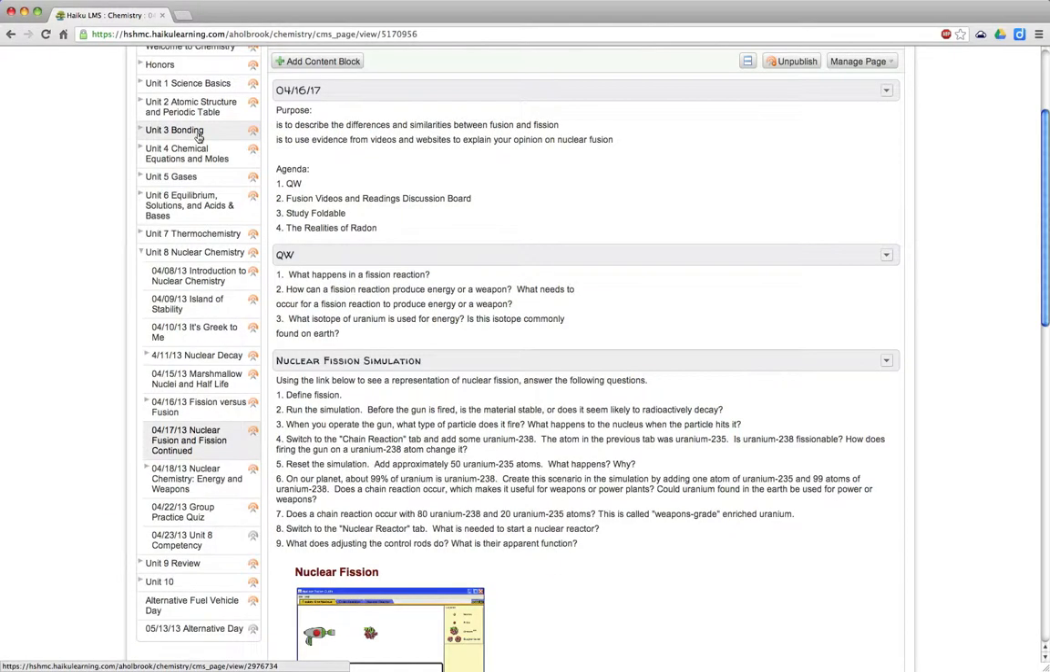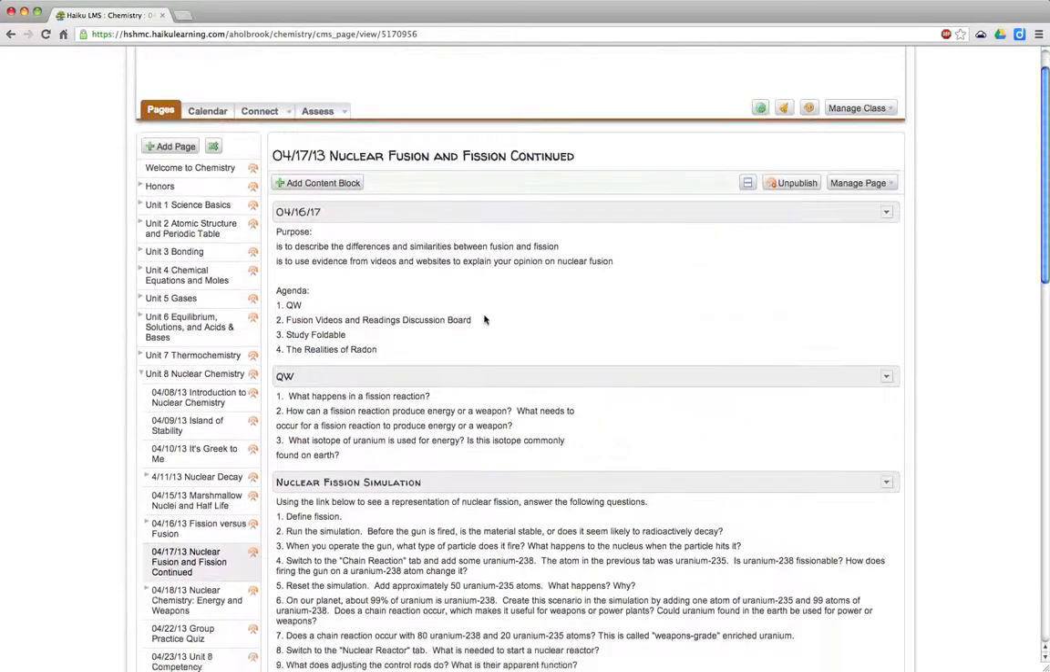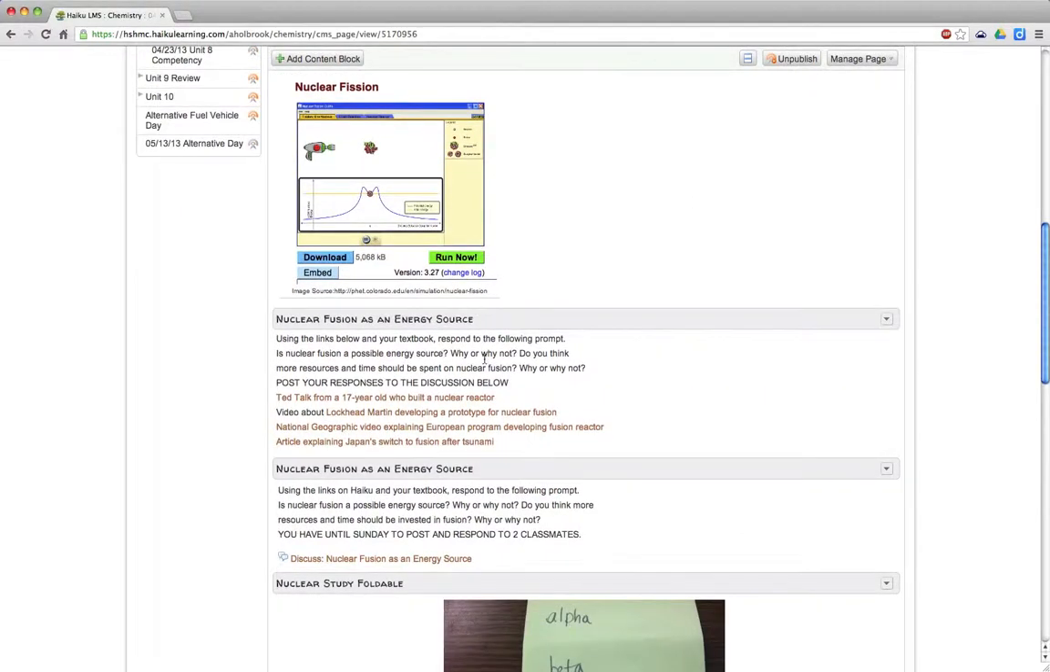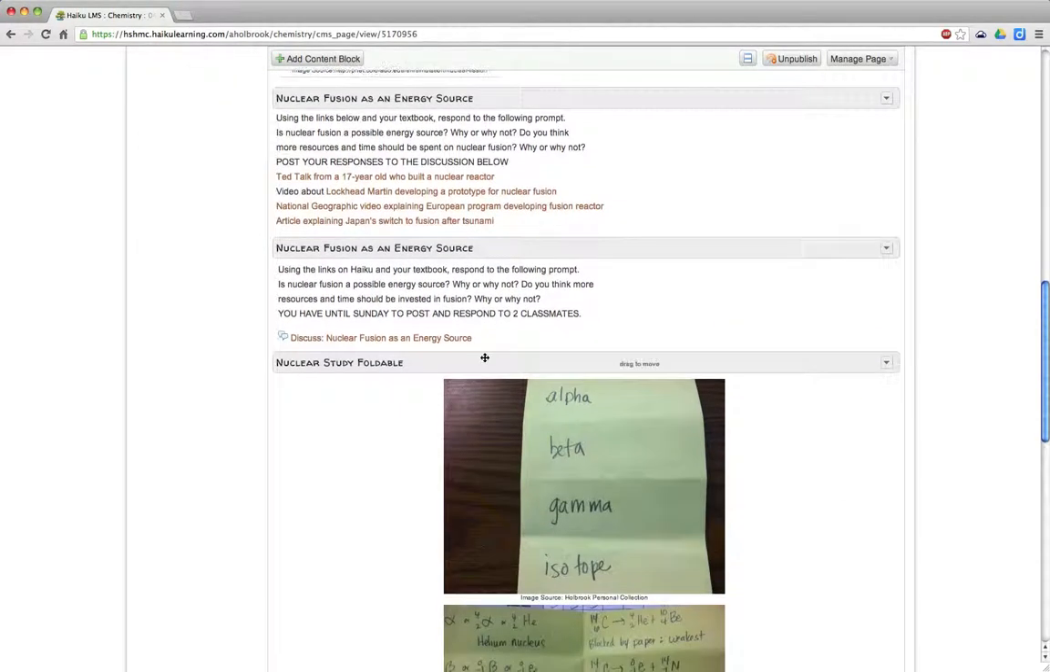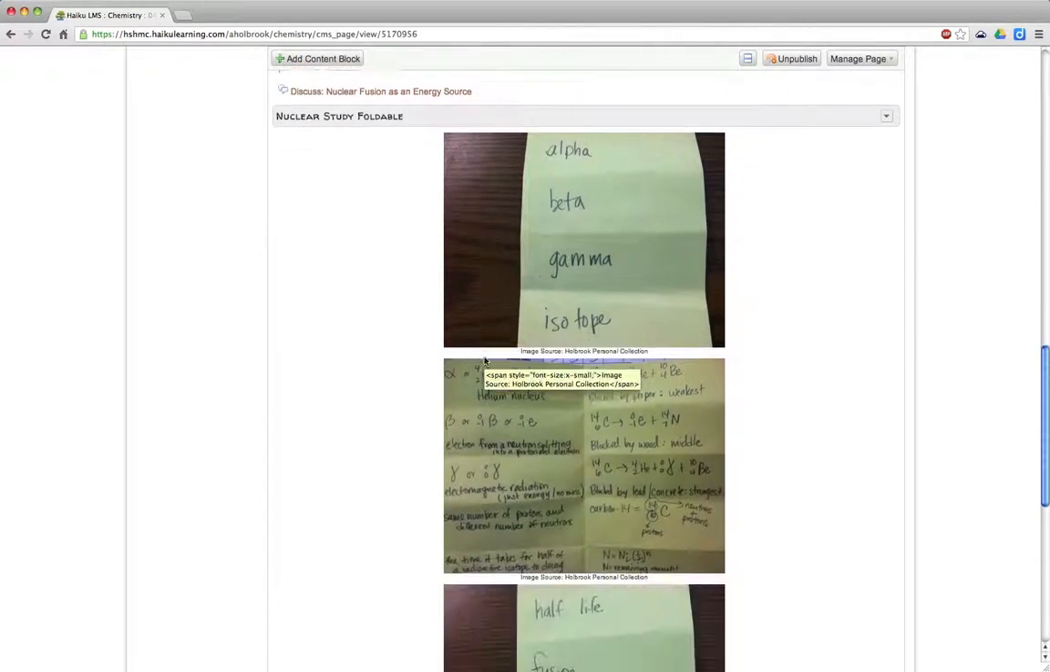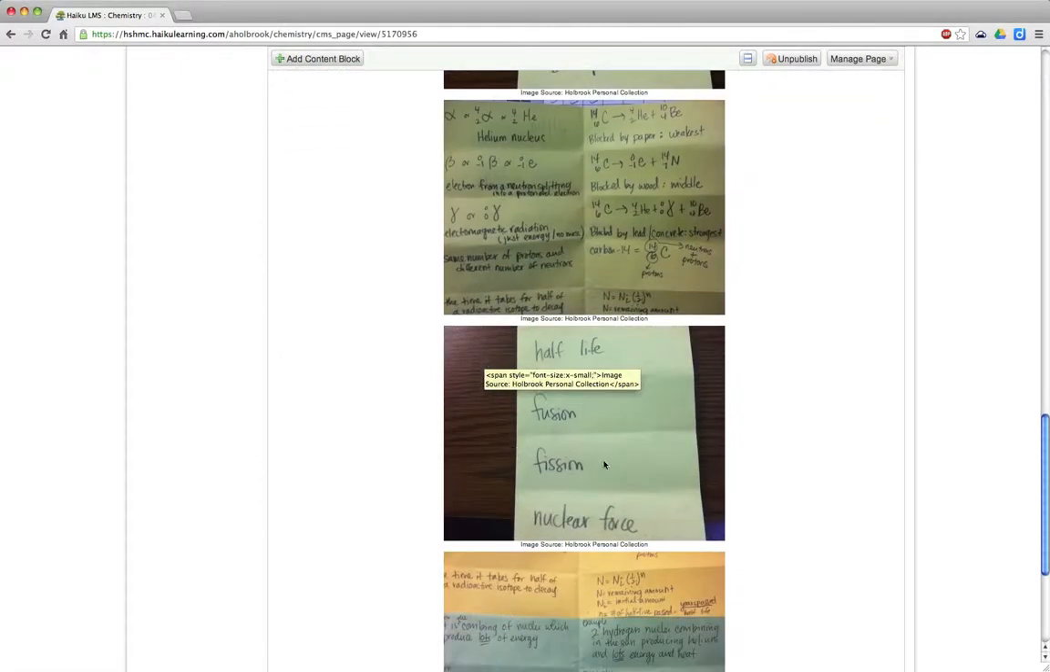For the following day, the purpose is again posted, and the students worked on the quick write that I mentioned earlier. The students continued work on the discussion board by looking at the links, watching the videos, and responding to their peers. Because I don't have enough laptops for everyone, the other half of the classroom was working on a nuclear study foldable that again required them to use some of their knowledge about fusion and fission.